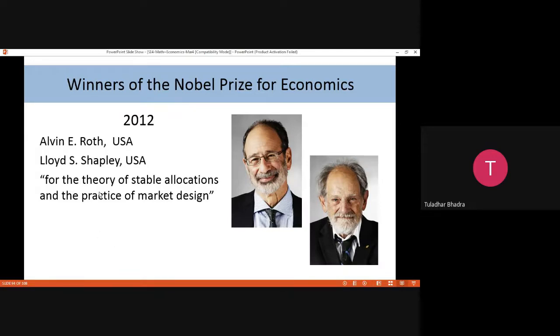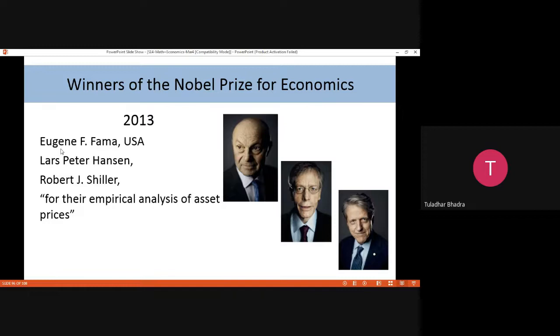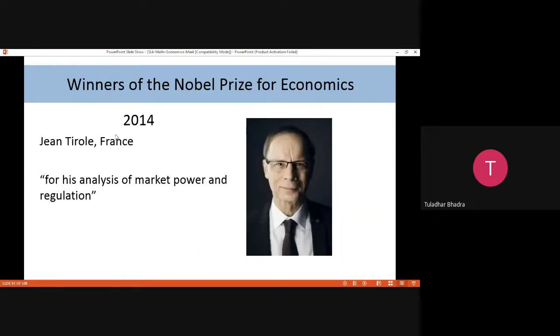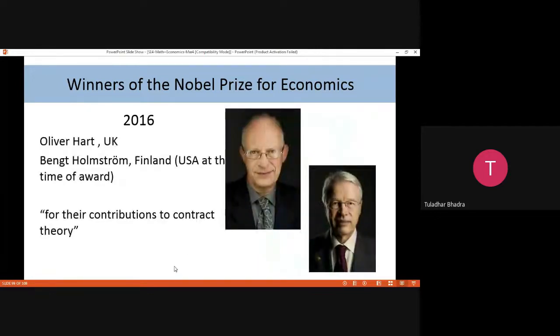2012: Alvin Roth and Lloyd Shapley, USA, for the theory of stable allocations and the practice of market design, something like graph theory. 2013: Eugene Fama, USA, and Lars Peter Hansen, Robert Shiller, also from the States, for the empirical analysis of asset prices. 2014, coming back to France, Jean Tirole for the analysis of market power and regulation. 2015: Angus Deaton from Scotland for the analysis of consumption, poverty and welfare. 2016: Oliver Hart, UK, and Bengt Holmström from Finland, who was in USA at the time of the award, for their contribution to contract theory.